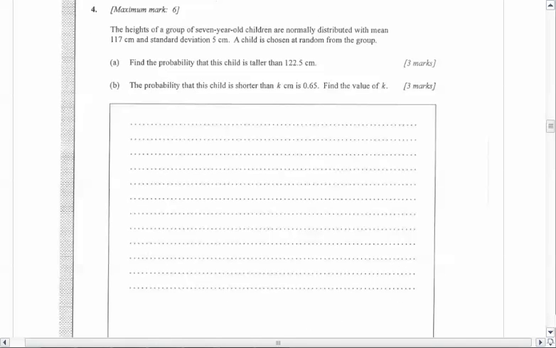Okay, so statistics problem. So this is a normal distribution. So I've got a graph like this with a mean at 117 and a standard deviation of 5. So that means when I go up 5 and down 5, that's going to be 68% of the graph right there. So I want to find the probability that the child is taller than 122 centimeters.